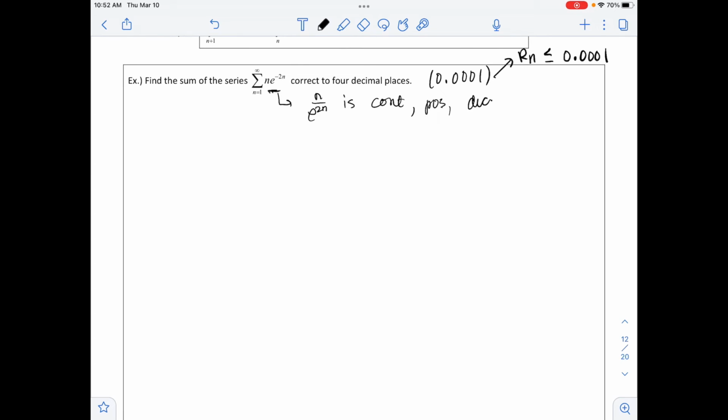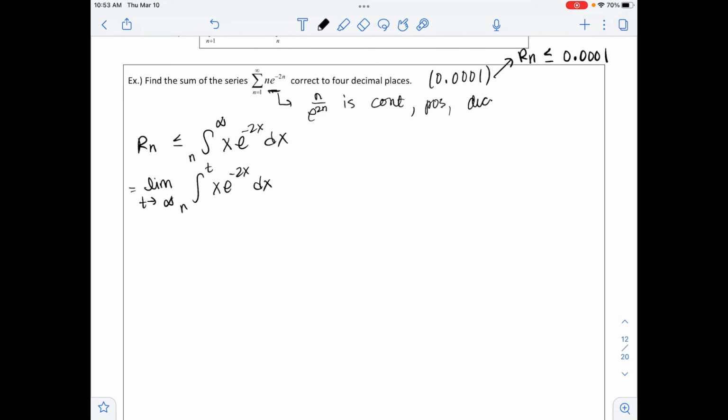So first thing is that r sub n is going to be less than or equal to the integral from n to infinity of our function. I'm going to rewrite it in x's and say x e to the negative 2x dx. And so in order to integrate this, we first need to rewrite this with the limit. So this is going to be the limit as t approaches infinity of the integral from n to t of x e to the negative 2x dx.